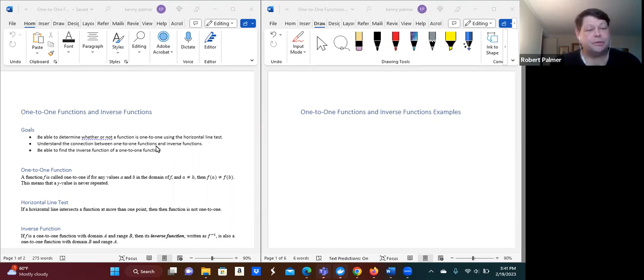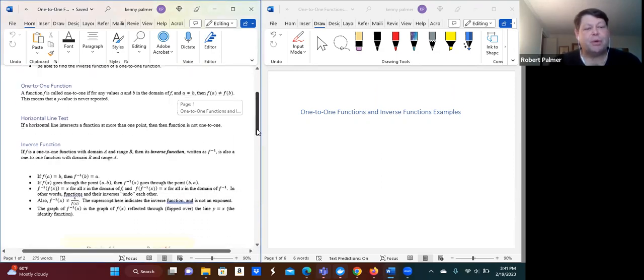So today we want to talk about one-to-one functions and inverse functions. Our goals: first, be able to determine whether or not a function is one-to-one and explain what that means. Also be able to see whether it's one-to-one using what's called the horizontal line test. We'll do this for the graph. Then understand the connection between one-to-one functions and inverse functions. As we'll see, for a function to have an inverse, it has to be one-to-one. Then finally, be able to find the inverse function of a one-to-one function.